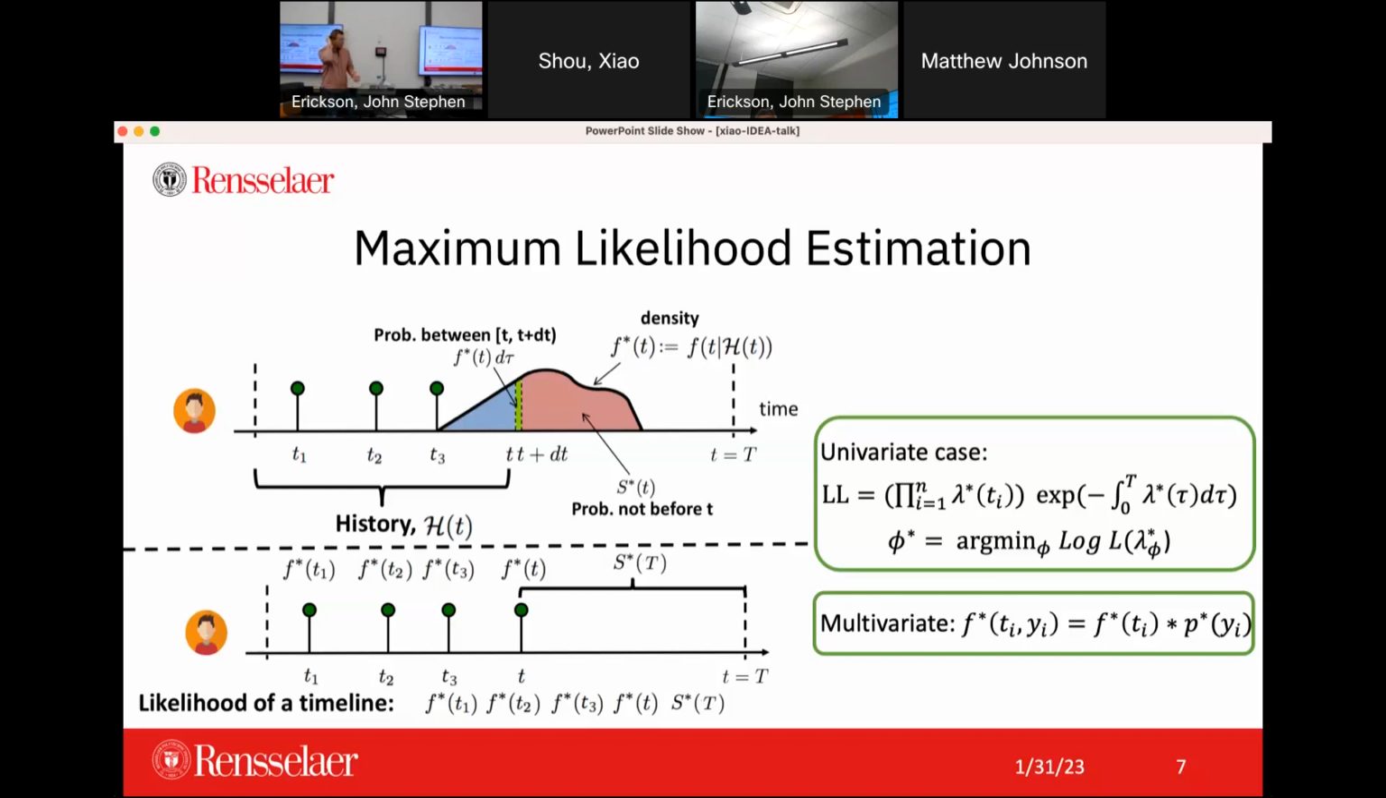Sure, there are other ways to set your objective other than maximizing the log likelihood. For example, you can do adversarial training, or you can do a reinforcement learning type of model.